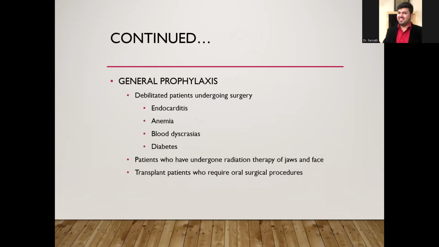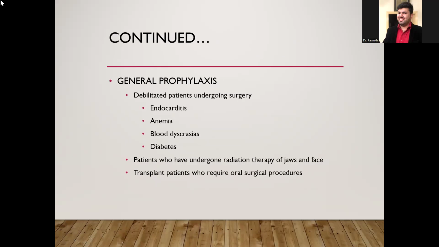Moving forward, there is general prophylaxis, where you give these antimicrobial agents to patients who are debilitated and undergoing surgery, endocarditis patients, anemia patients, blood dyscrasia patients, patients with diabetes, and patients who have undergone radiation therapy of the jaws and face. You should give it as general prophylaxis. Also transplant patients who require an oral surgical procedure. You should know that as well.